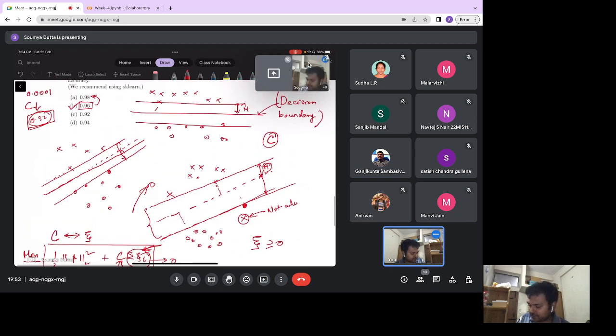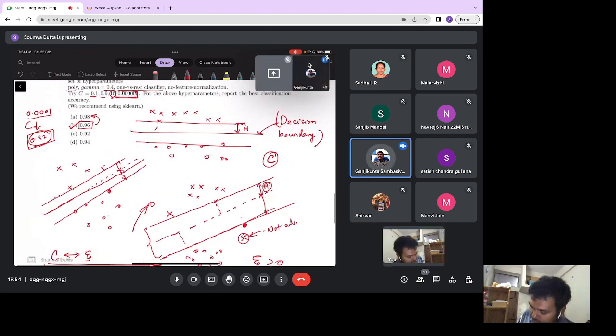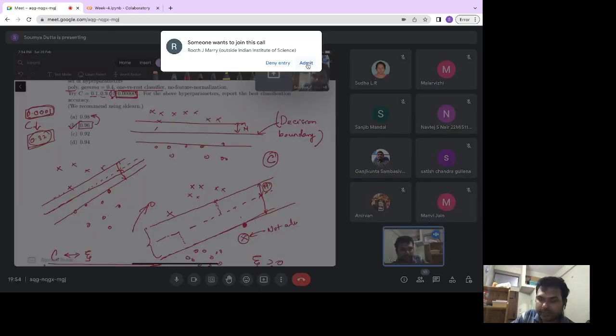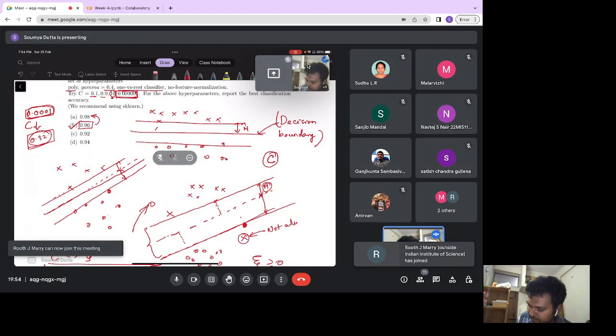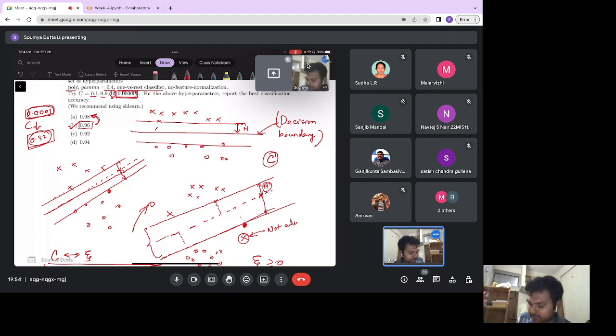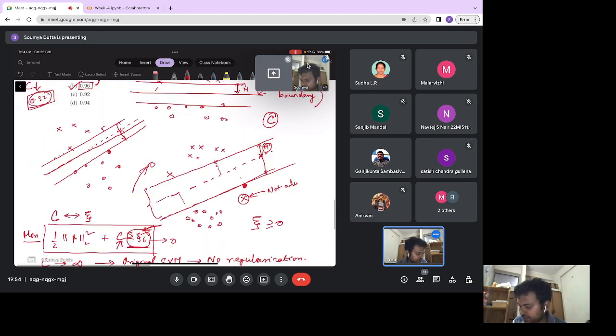When C is very low, when C is this particular value, 0.001, did my test accuracy increase or decrease? It increased, right? From 0.96. So regularization, just by looking at the test accuracy, is very difficult to judge, because over-regularization will also decrease your test accuracy. I hope that was clear. Any more questions?